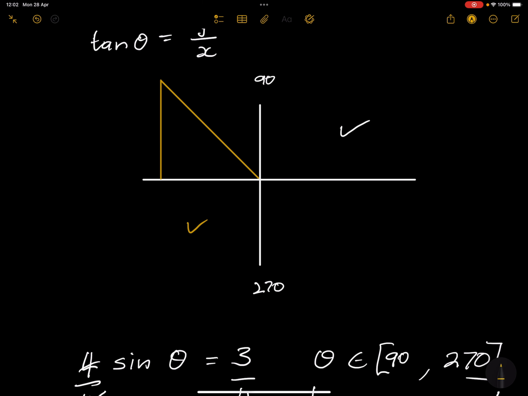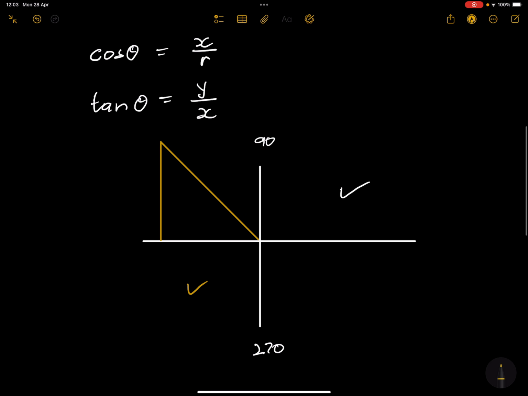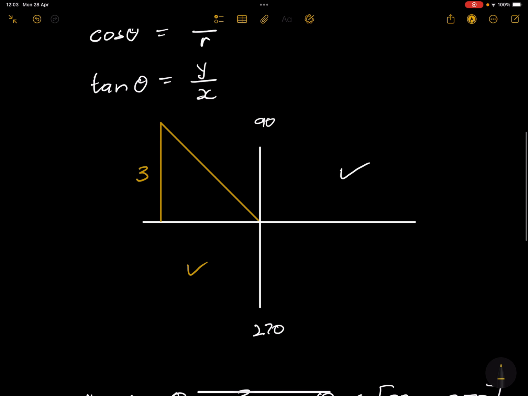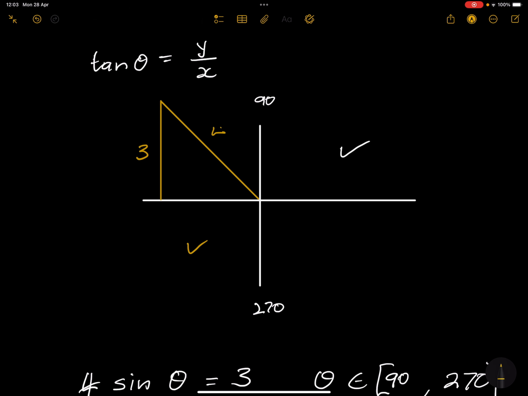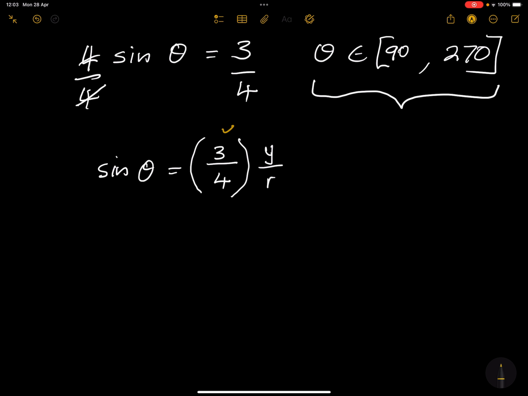Now remember, what did we say? We said sine is y over r, so our y is 3. So I know that on the y side, I've got 3, and I've got my r, which is 4, okay? Right, so I've got 3 over 4. Now, ladies and gents, which means now I need to find out what my x value is. And what are we going to do? We are going to use the Pythagorean theorem.